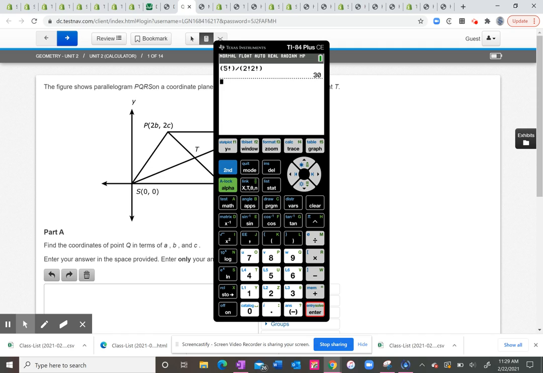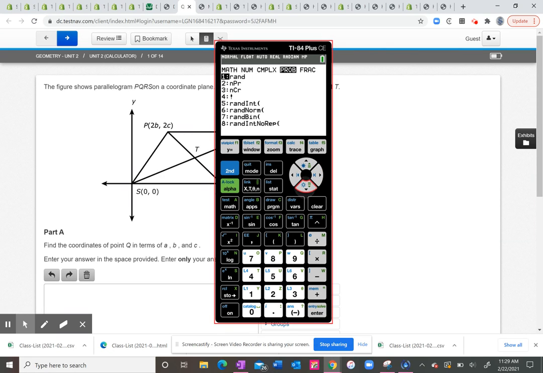If you choose to do the nPr, you'd have to go in here and do that again. 5, math, probability, get that answer, and then you can divide it by 2 factorial times 2 factorial. You still get 30 as the answer. Personally, I'm going to recommend Desmos just because you can type it on the computer and it's way easier.